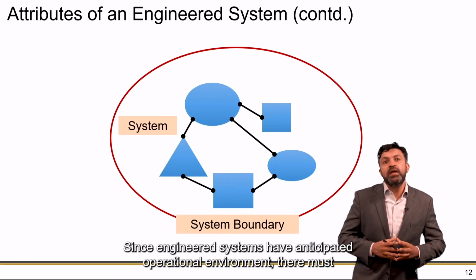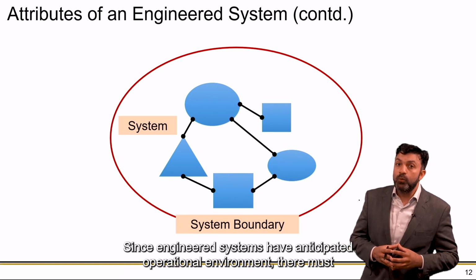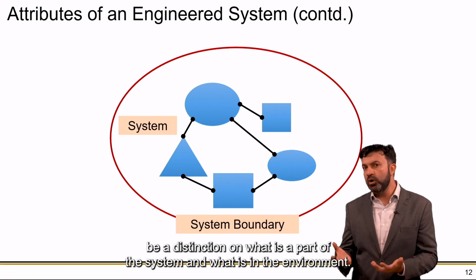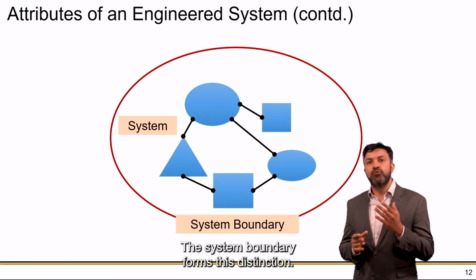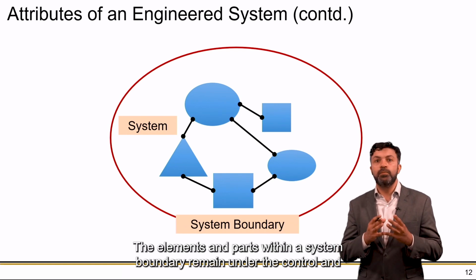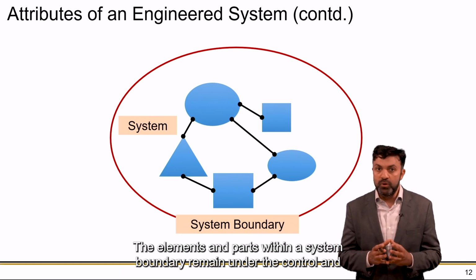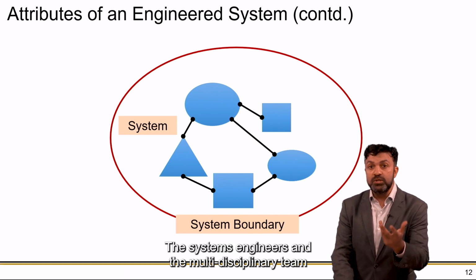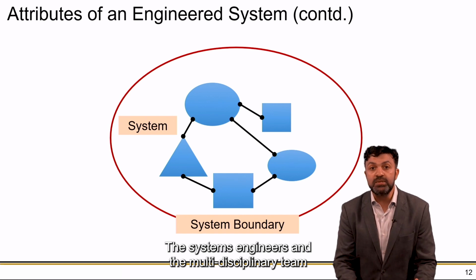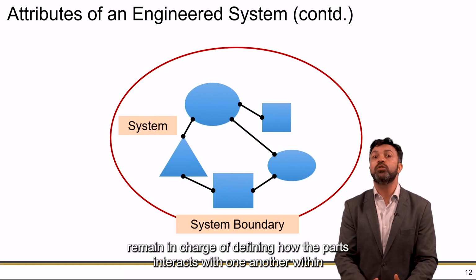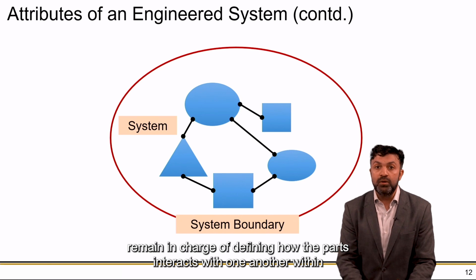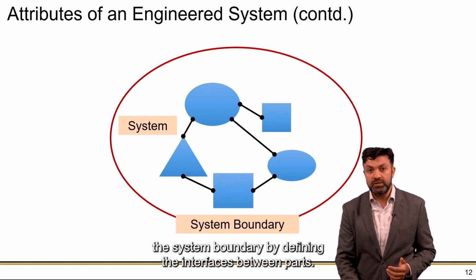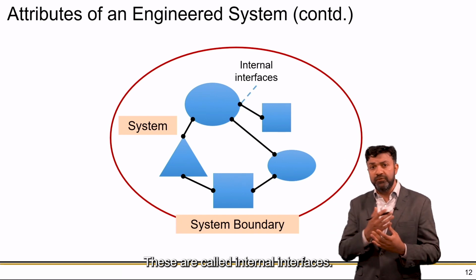Since engineered systems have an anticipated operational environment, there must be a distinction on what is part of the system and what is in the environment. The system boundary forms this distinction. The elements and parts within a system boundary remain under the control and ownership of systems engineers. The systems engineers and the multidisciplinary teams remain in charge of defining how the parts interact with one another within the system's boundary by defining interfaces between the parts.